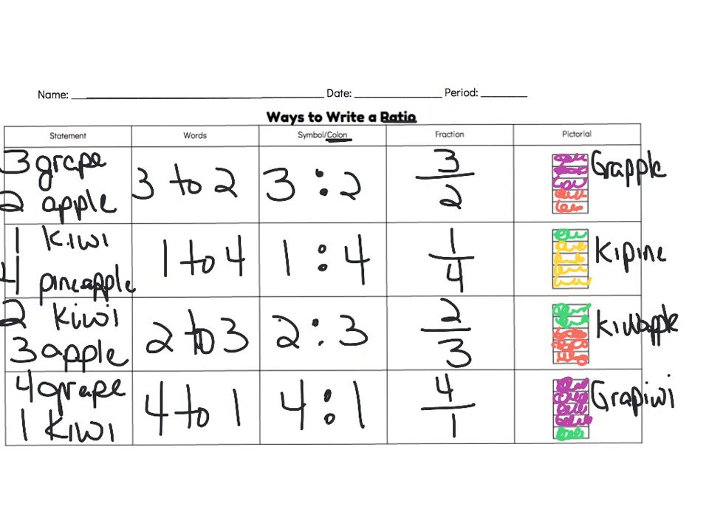Okay, so now we know how to write ratios in 3 different ways. We use words, we use the symbol, or we use a fraction. So what I need you to do is put this aside, and then we're going to do the next part. All of this is going to go in your composition book, so please do not lose them. It has to be in your composition book.